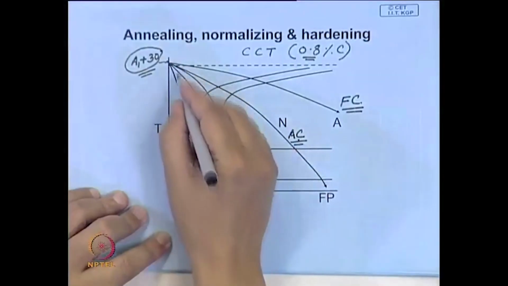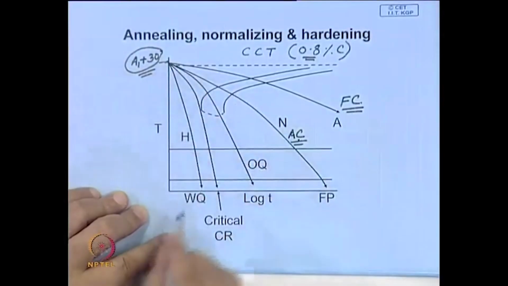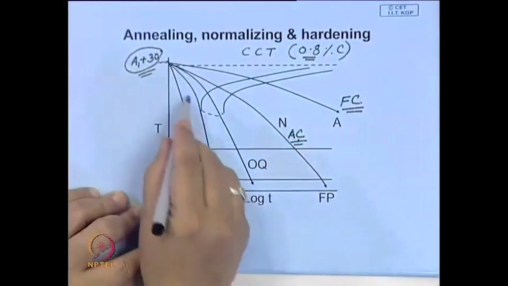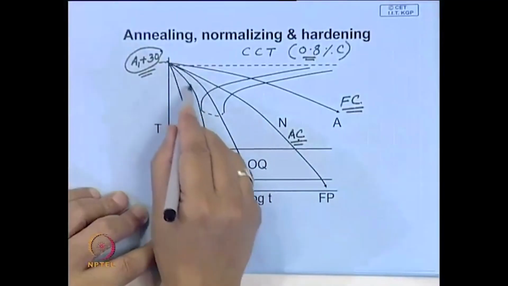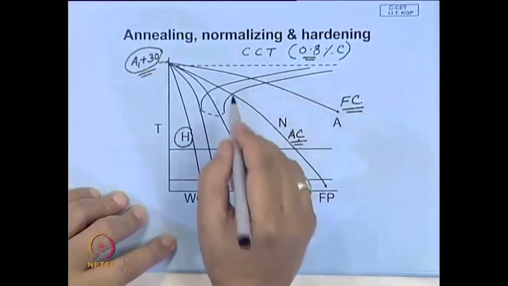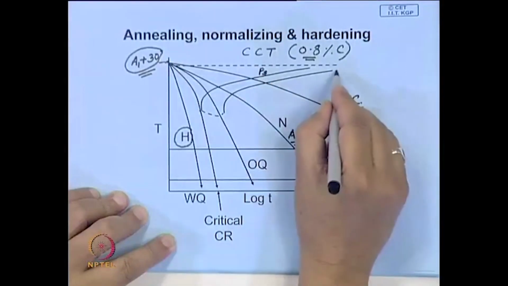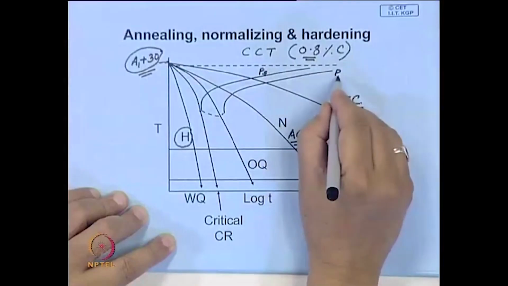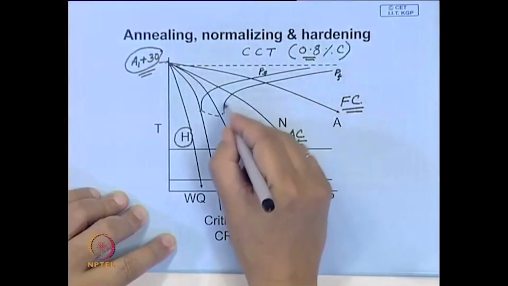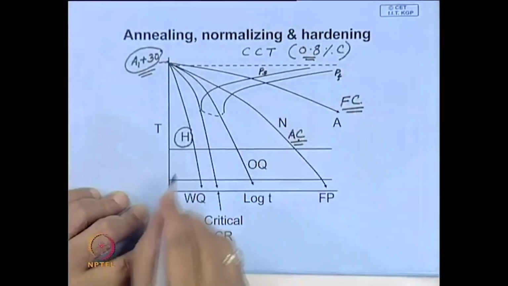To harden you water quench, and when you water quench, the cooling rate is very fast. So, to get a hardened structure, you have to ensure that your cooling rate is faster than this particular rate, which just avoids this diffusion controlled transformation. This is the pearlite transformation start line, and this is the pearlite decomposition. Formation of pearlite is nearly completed along this profile, which gives you the time at which pearlitic transformation is complete.